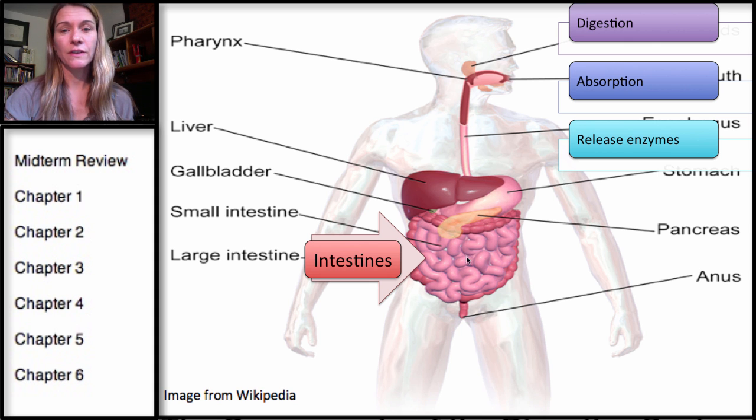This is the main organ. These are the small intestines here. This is the main organ of digestion and absorption. This is where most of the breakdown of the nutrients and the absorption of nutrients happen, mostly in the intestines. The intestinal cells also release enzymes to help with the breakdown of food into its component nutrients, and then allow for those nutrients to be absorbed into the bloodstream.